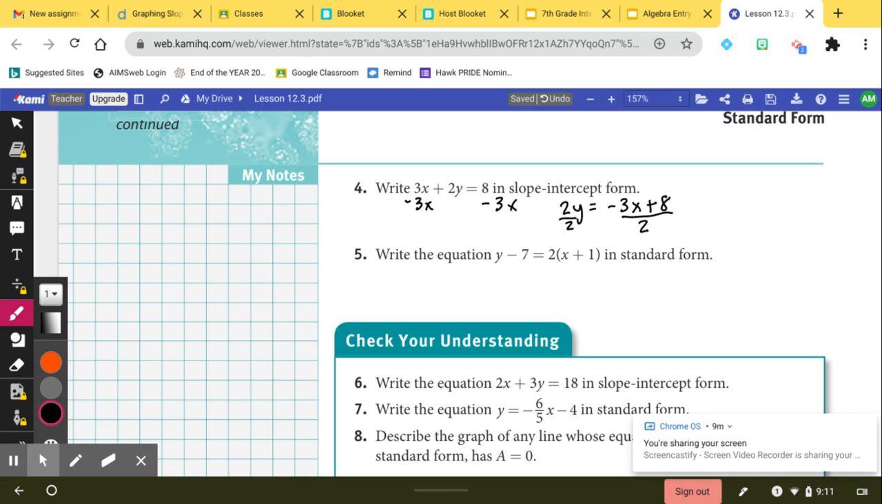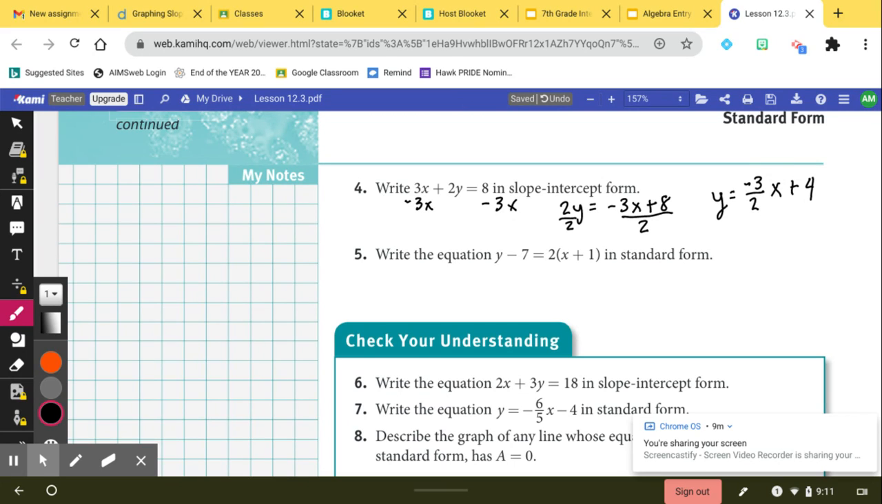So we get 2 divided by 2 is 1, so we get y. Negative 3 divided by 2 is not a nice number, so we're just going to leave it as negative 3 over 2. And what I mean by not a nice number is not an integer. It's just 1.5 x. And then 8 divided by 2 is 4. So this is it in slope-intercept form.